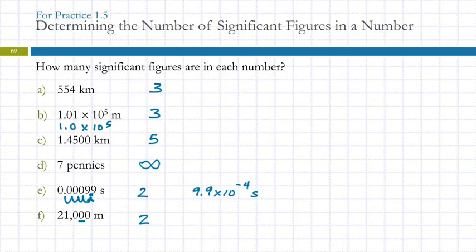Any questions? Yeah, can you explain the difference between D and F? So they're both, so you have 7 pennies. What is that infinite number of significant figures, but 21,000 meters is not. Yeah. That's a good question. So why is this one an exact number, infinite sig figs, and this one is not? Because pennies are things that can be counted. Meters are things that have to be measured. Okay. Yeah. So let's just say that I know that this was measured to the nearest 10 meters.